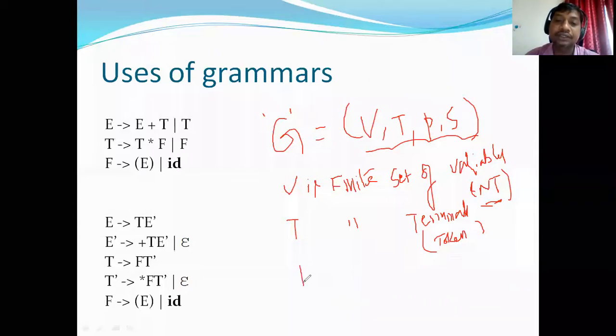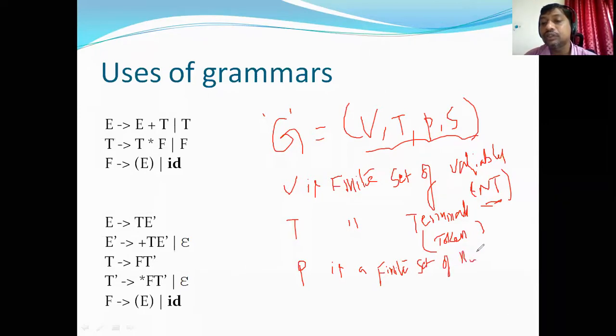Then P is a vital thing in the grammar definition. P is a finite set of rules, in the form of A derives alpha.